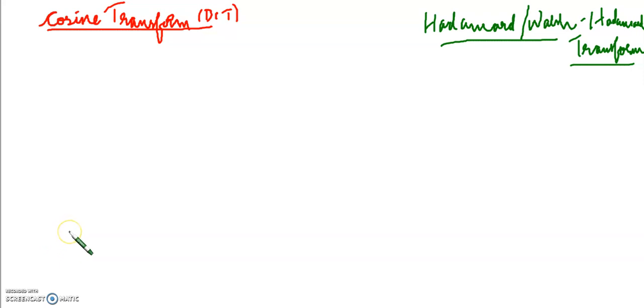We will see what is the cosine transform and the Hadamard-Walsh-Hadamard transform in this lecture. So first we start with the cosine transform. We have already seen the Fourier transform. In the Fourier transform, you have the signal and you represent it in terms of exponentials. In the cosine transform, as the name implies, we represent the signal in terms of cosine functions. So first you consider the case of a one-dimensional signal u(n).